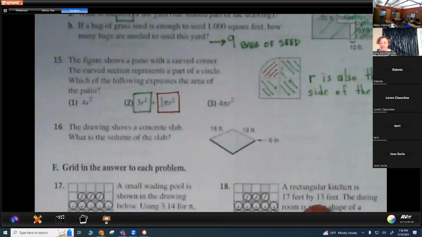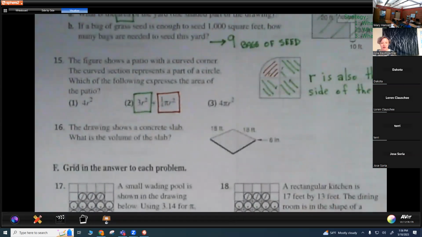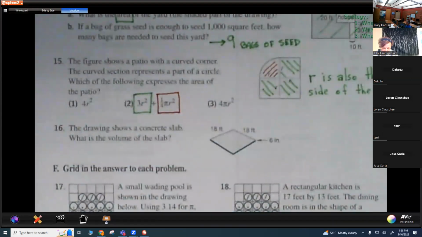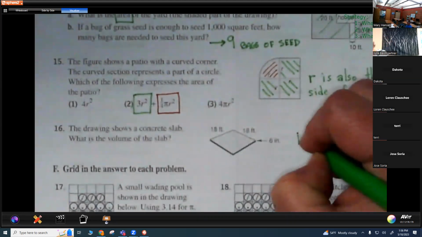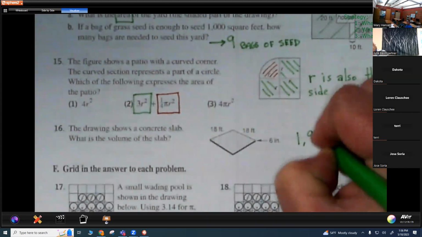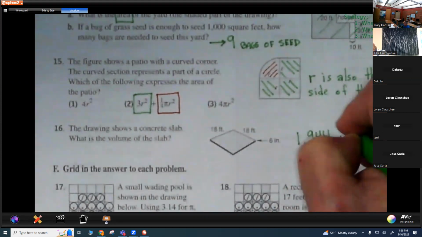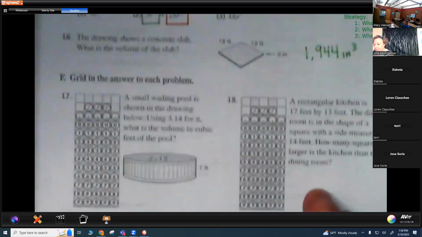All right, how about number 16? Pretty easy. What's the volume of the slab? Good. All right, we just multiply our 3 dimensions together. Good.